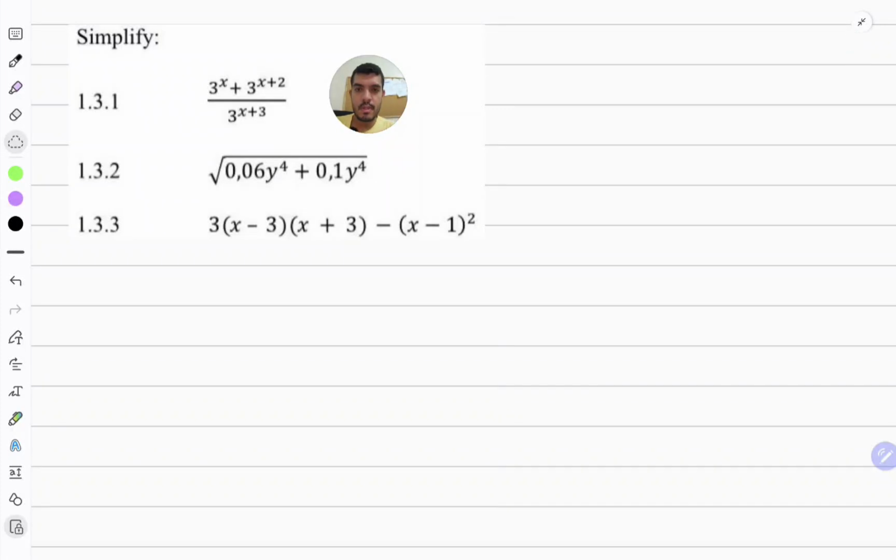So here we've got some interesting questions, some expressions that we need to simplify. So let's simplify the first question, which is an exponential expression. For the first question, we can see that we've got an exponent here where we can apply the product rule, and in the denominator as well.